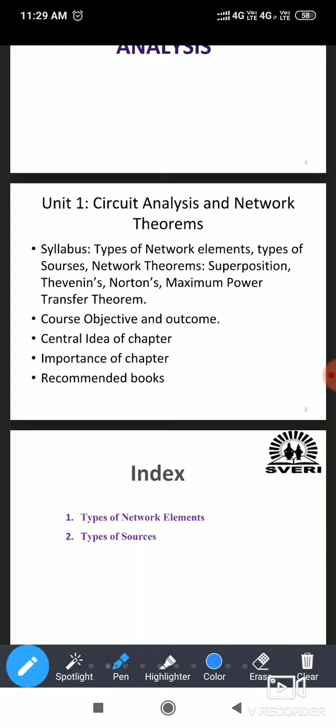Now, the central idea of the chapter. So what will be the central idea of unit number 1? If you carefully observe the syllabus, what are you going to learn in this unit number 1? All the network theorems. To solve the circuit parameters, we need some techniques. Those techniques we already learned under circuit analysis, that is the 4 methods, and KVL, KCL as well. So nodal analysis, super nodal analysis, mesh analysis, super mesh analysis. These are all the techniques we can say.